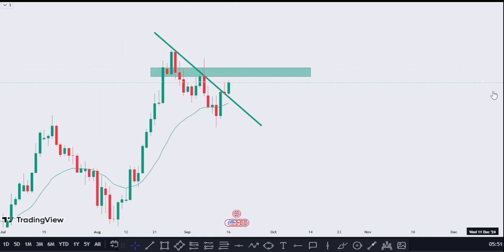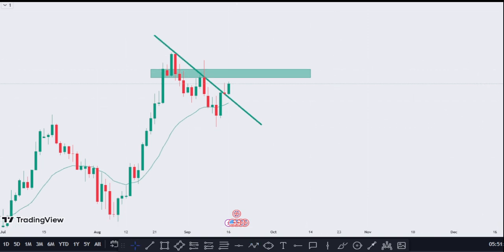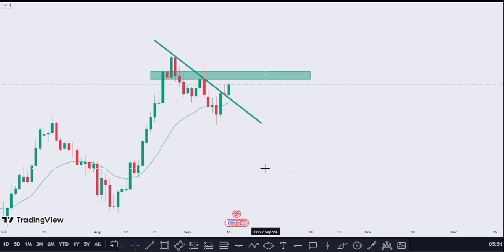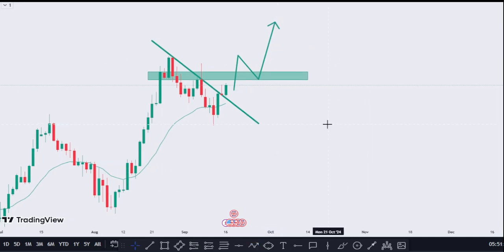Right now, as a price action trader, our plan is to scale down to the lower time frame and watch out for price action to break this resistance here. Then wait for a retest so that we can take a buy opportunity. That is the sentiment on GBP/USD.